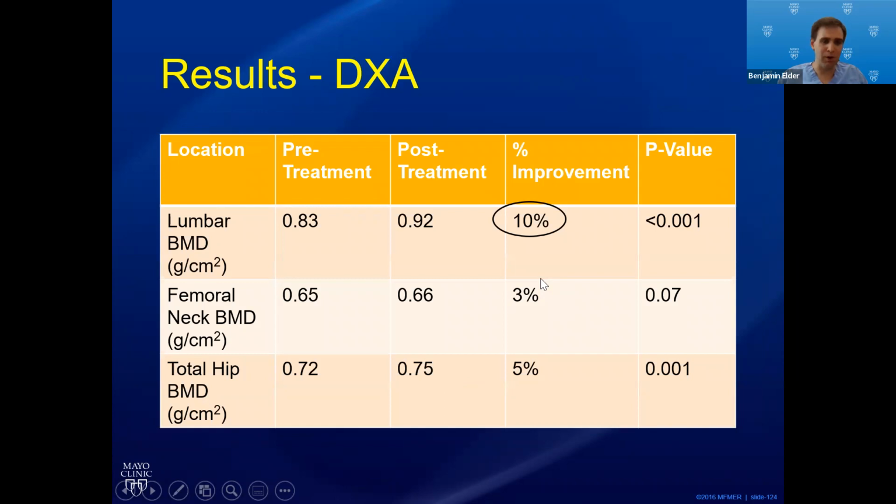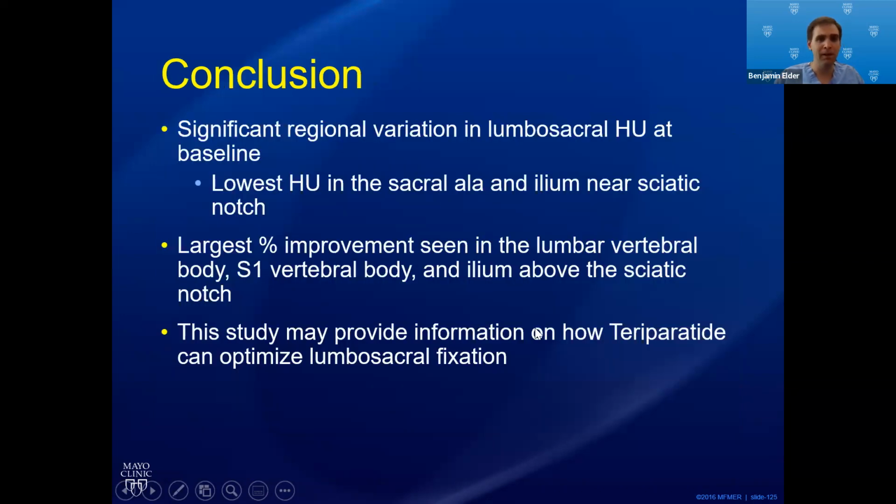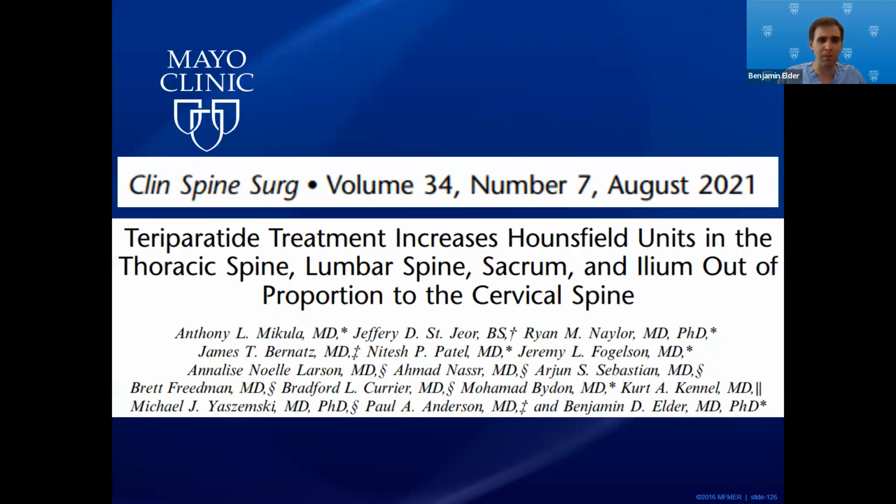And again, looking at bone mineral density, so there's about a 10% improvement in the lumbar spine, but only a 3 to 5% improvement at femoral neck and total hip. So based on this, there is significant regional variation with the lowest Hounsfield units in the sacral ala, as well as the ilium near the sciatic notch. And we saw the largest improvement in the lumbar vertebral body, S1, as well as the ilium at the sciatic notch. And so this can really be a helpful adjunct to improve our lumbosacral pelvic fixation.